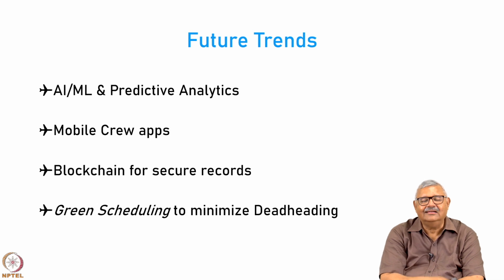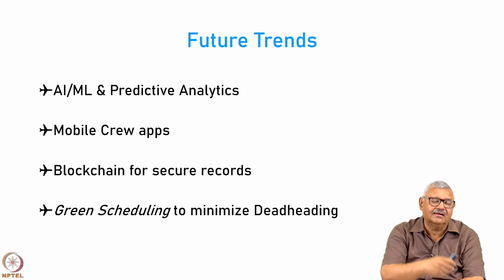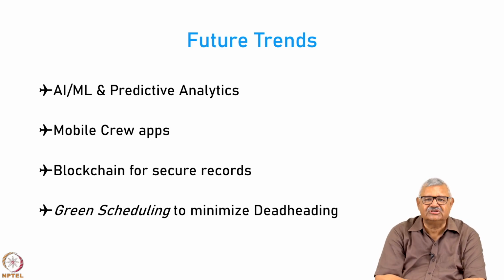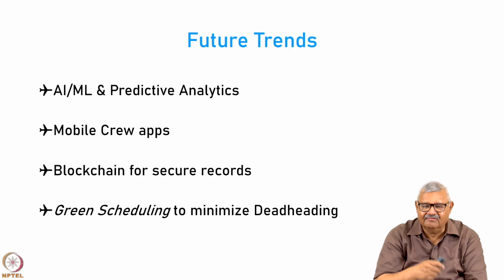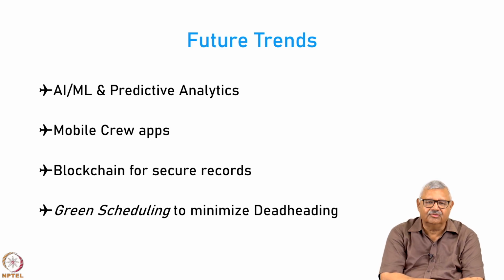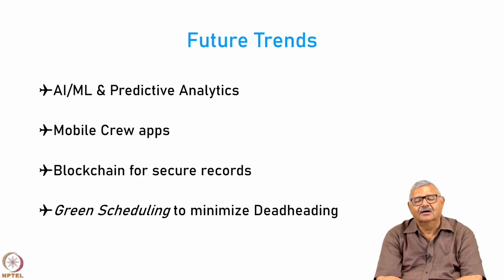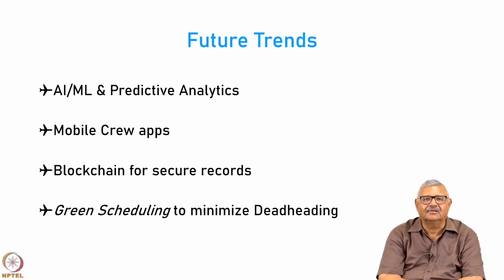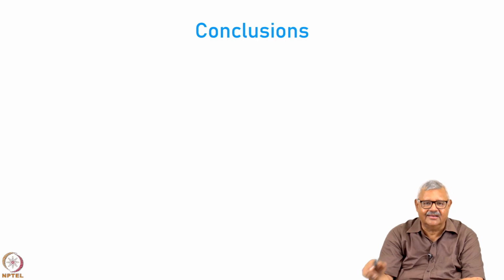records. And there is a trend nowadays to minimize deadheading, because deadheading means flying a crew member from place A to the place where he or she is required. It is actually a waste and you are burning a lot of fuel. You are actually coming up with a carbon footprint increase. So, the trend is to go for green scheduling, that is to minimize deadheading.